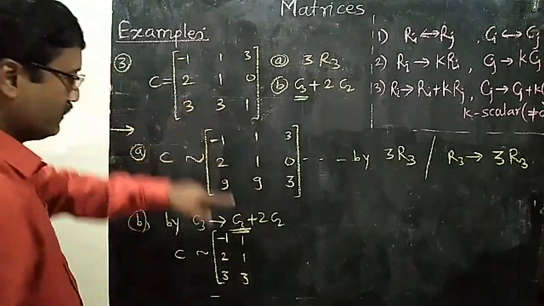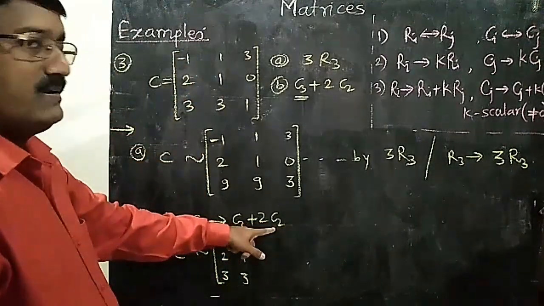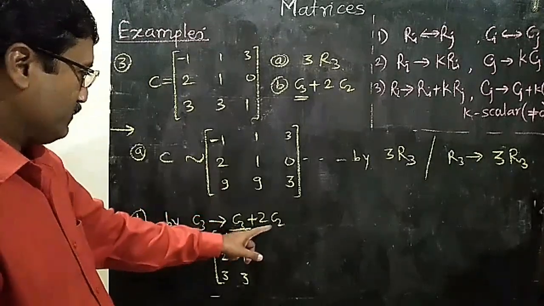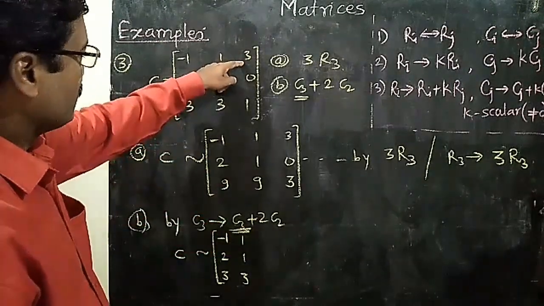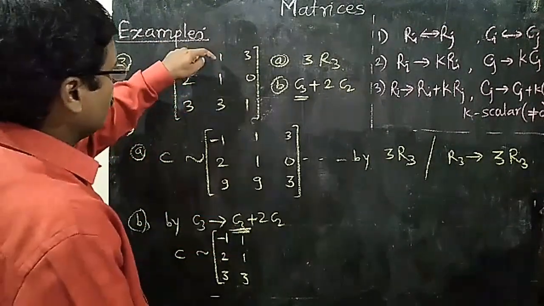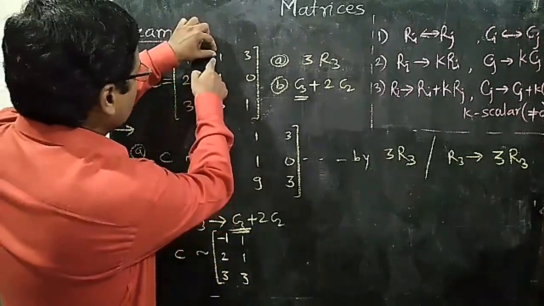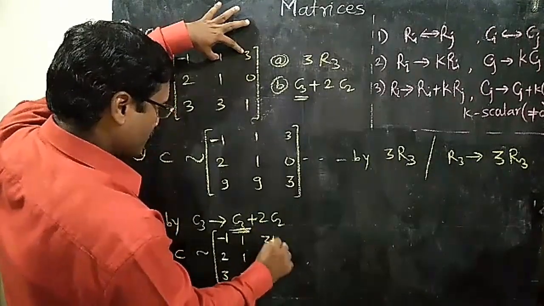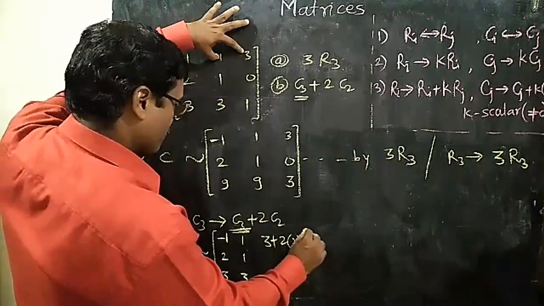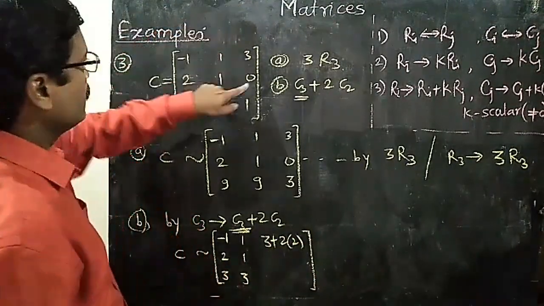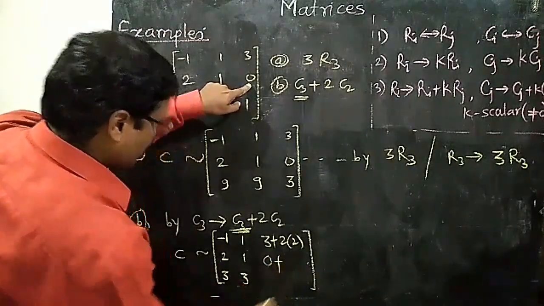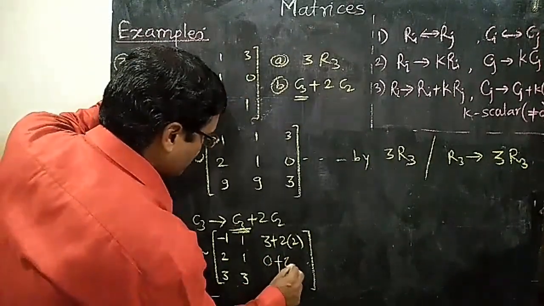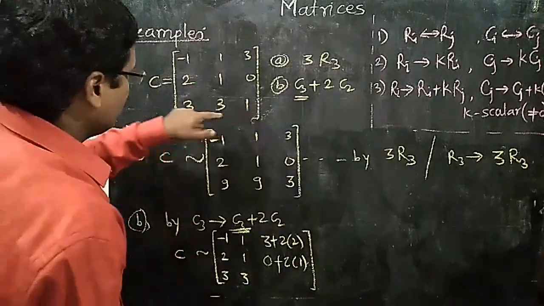and 3. In the third column, we will add double of each element of the second column. So double of 1 is 2 and we will add it here with 3. So 3 plus double of 2. Here 0 plus double of 1. 1 plus double of 3.